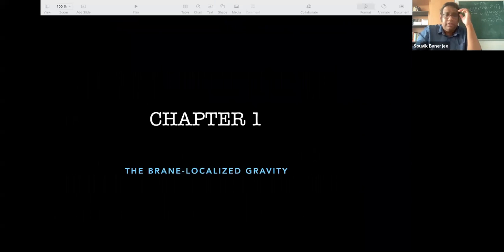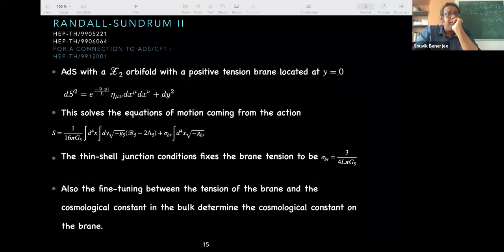Okay, and then let me introduce what exactly I mean. The model that we will be generalizing is called the Randall-Sundrum 2 model. Historically, there are two Randall-Sundrum models. One is called Randall-Sundrum 1, where you have two branes: one is the Planck brane, another is the visible brane. The motivation of this model was to solve the gauge hierarchy problem between gravity and electroweak theories.